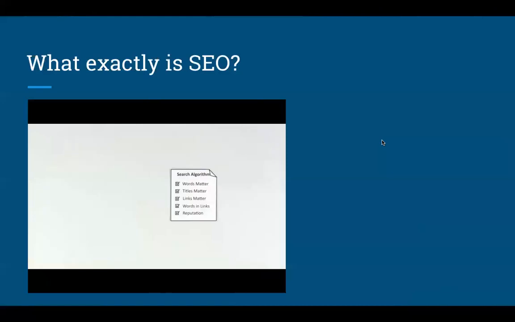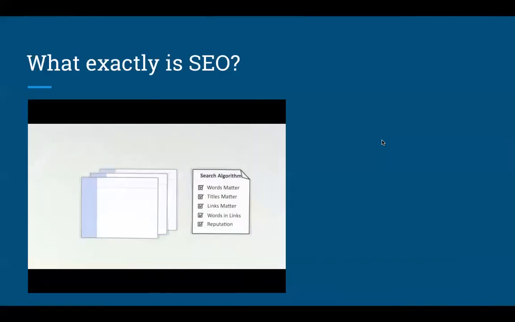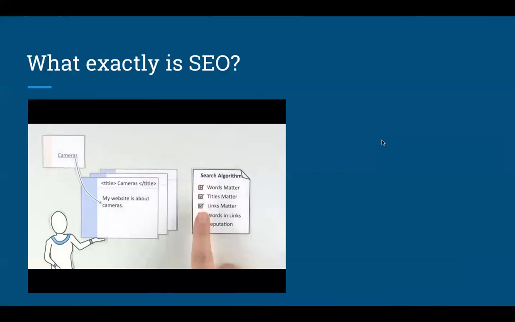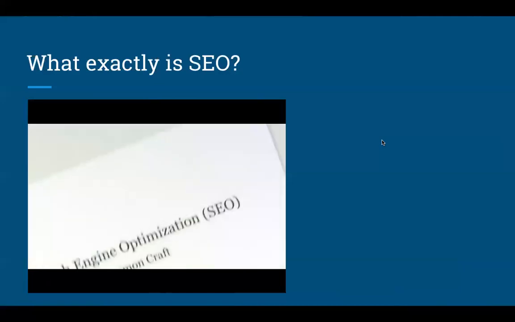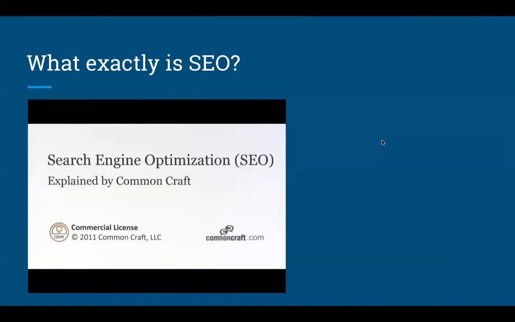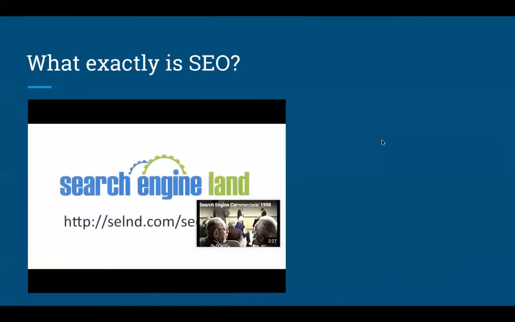These are just the basics, and the recipes are refined and changed all the time. Good SEO is about making sure your website has great content that's supported by the ingredients that search engines need for their recipes. I'm Lee LaFever, and this has been Search Engine Optimization, explained by Common Craft. Learn more about SEO at Search Engine Land.